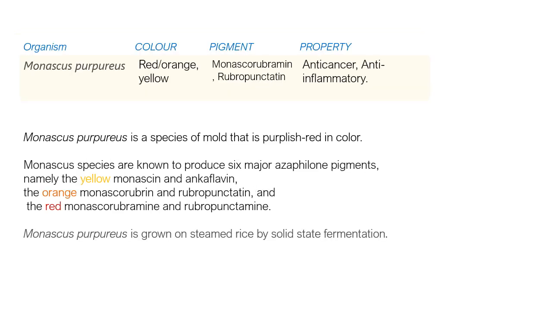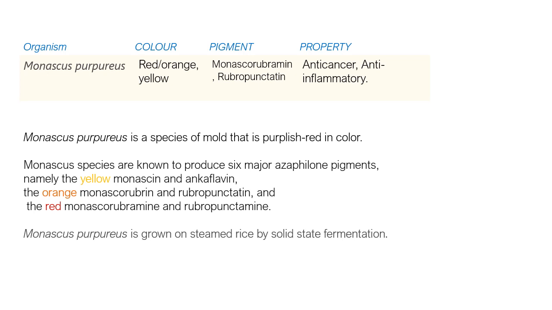Next is Monascus purpureus. It produces 6 pigments. The genus Monascus is known for producing these 6 pigments. They range from red and orange to yellow in color, right? They have anti-cancer and anti-inflammatory properties. The pigments are monascorubramin and rubropunctamin. Sorry, it was a little bit difficult to pronounce, but okay. Monascus purpureus is a species of mold. So this is an example of a fungus that is purplish red in color.